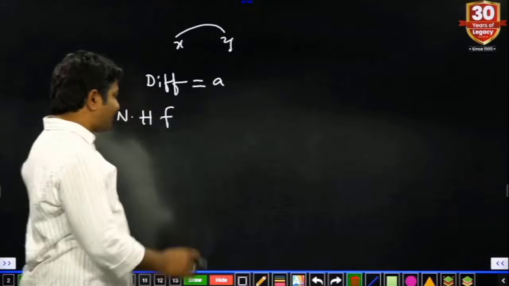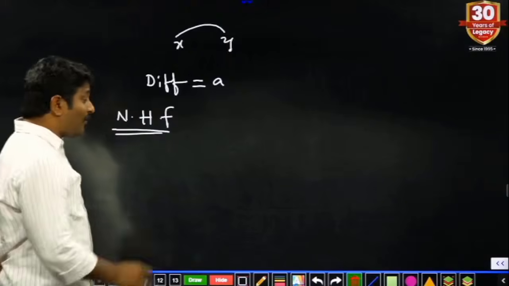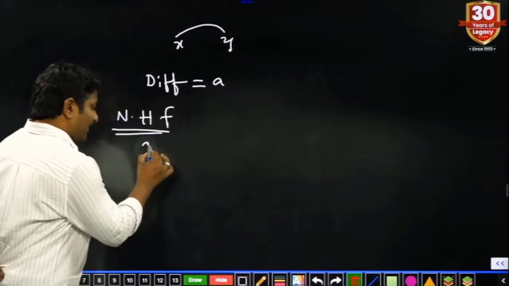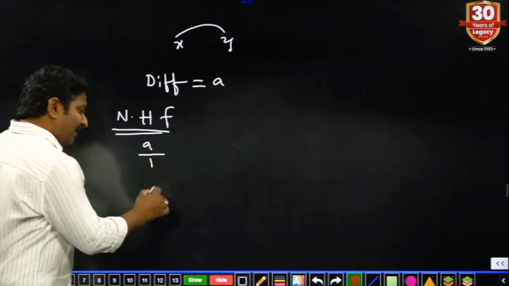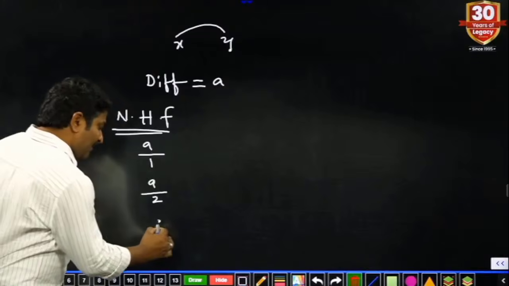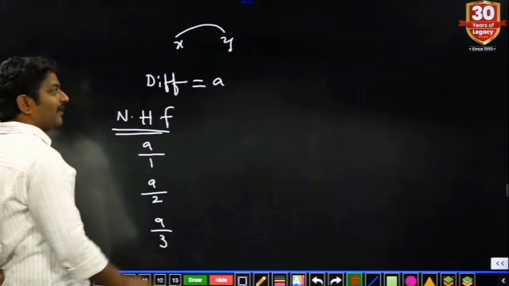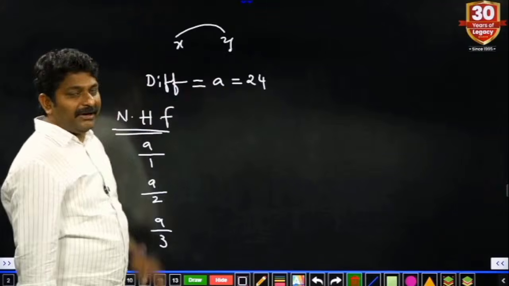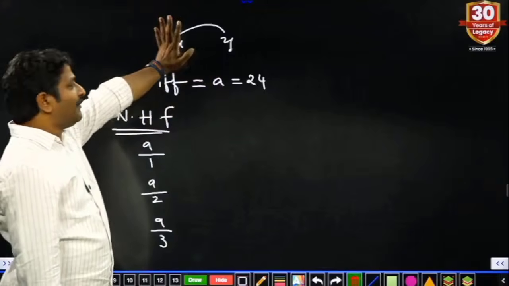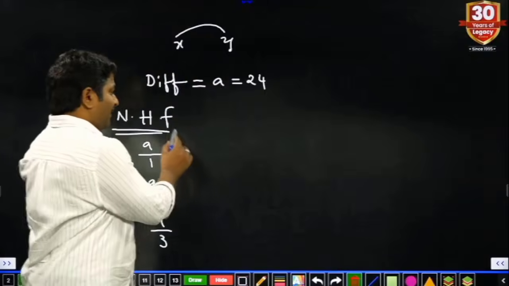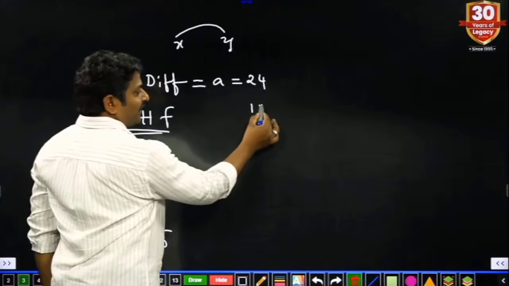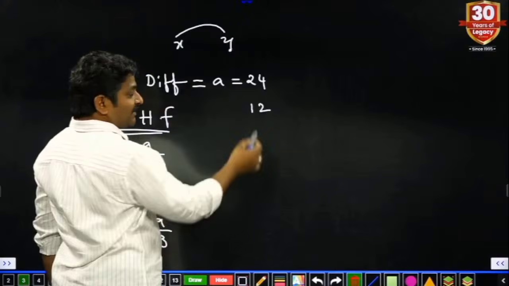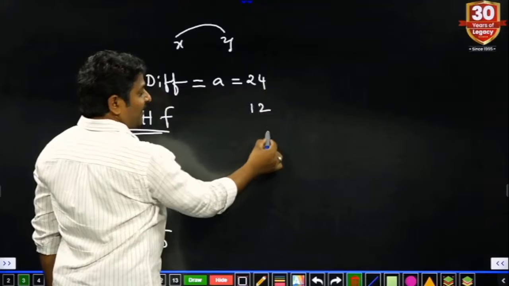How do we get the next highest factors? This is important. For any number, the highest factor is the number itself, that is A by 1. Next highest factor is A by 2, next is A by 3, and so on. Let me give you an example. If the difference is 24, try to cancel X with 24. In 99% of cases it will work. Failing that, divide it by 2, that is 12. Try cancelling X and Y with 12. It will work. Otherwise, the next highest factor is 24 divided by 3, that is 8.